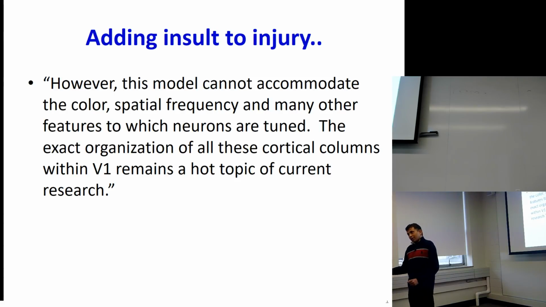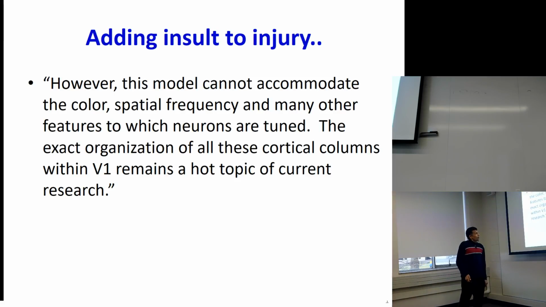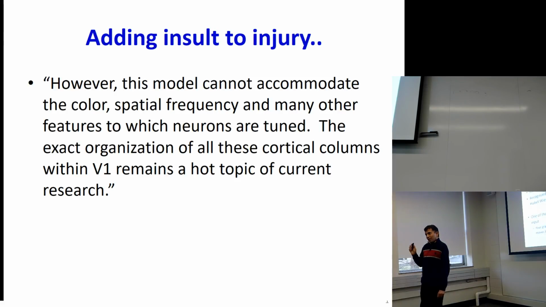So whether that actually translates to real human beings, to real animals and other conditions remains unknown, and this is work in progress. And here's adding insult to injury. It says this model cannot accommodate color, spatial frequency, and other features to which neurons are tuned. The exact organization of all of these cortical columns within V1 remains a hot topic of current research. So I'm not really sure what was eventually proved by those papers, but that did give us a very nice computational model that we could work on.